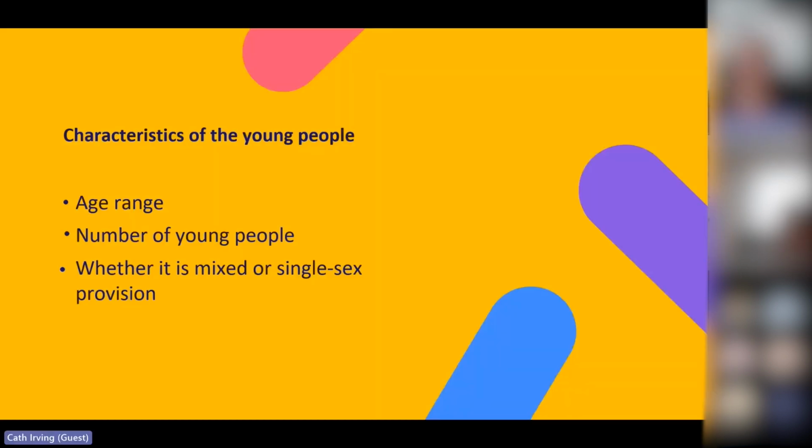It needs to cover the characteristics of young people that the service intends to provide accommodation and support to. So this would be according to their needs and/or level of autonomy, who would be suitable for and would thrive within that setting. This is going to include things such as the age range the accommodation intends to take, the number of young people who can be accommodated within that setting, and whether it's a mixed or single sex provision.